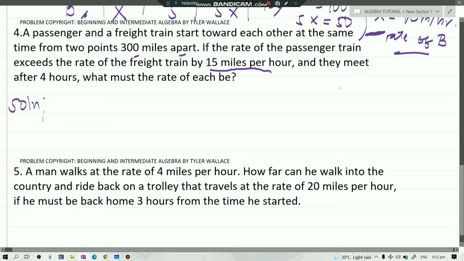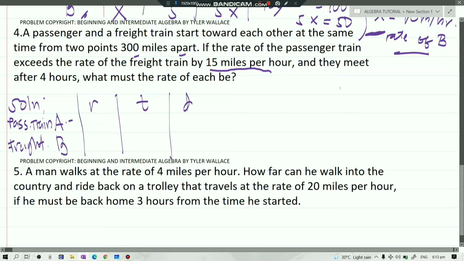let A and B. So, let A will be the passenger train. And B is for the freight train. Okay? So, ano yung rate nila? Ano yung time? And ano yung distance? Okay? So, ano yung rate ni A?